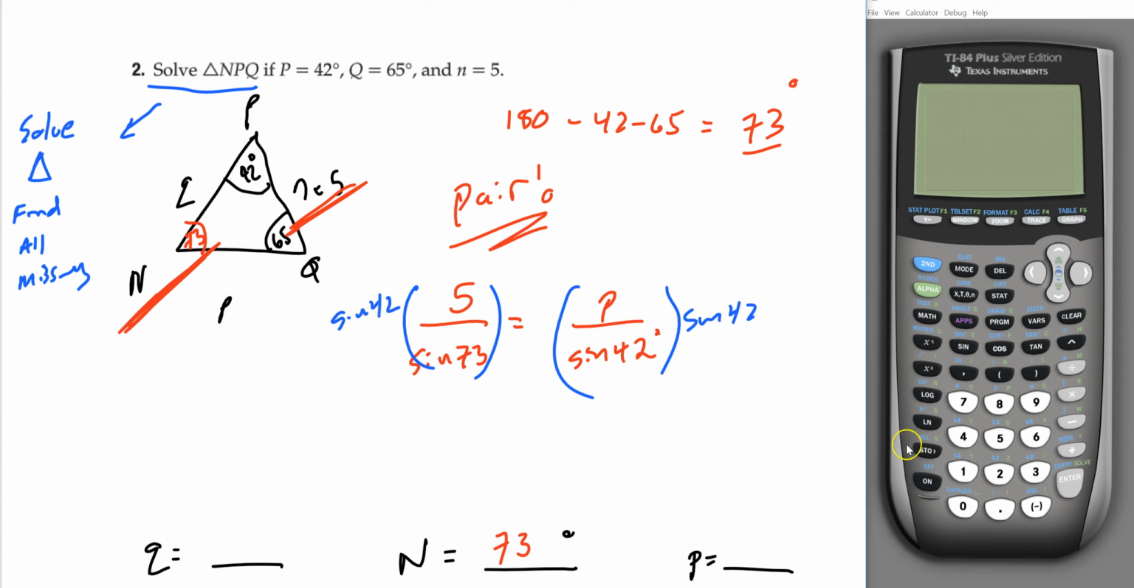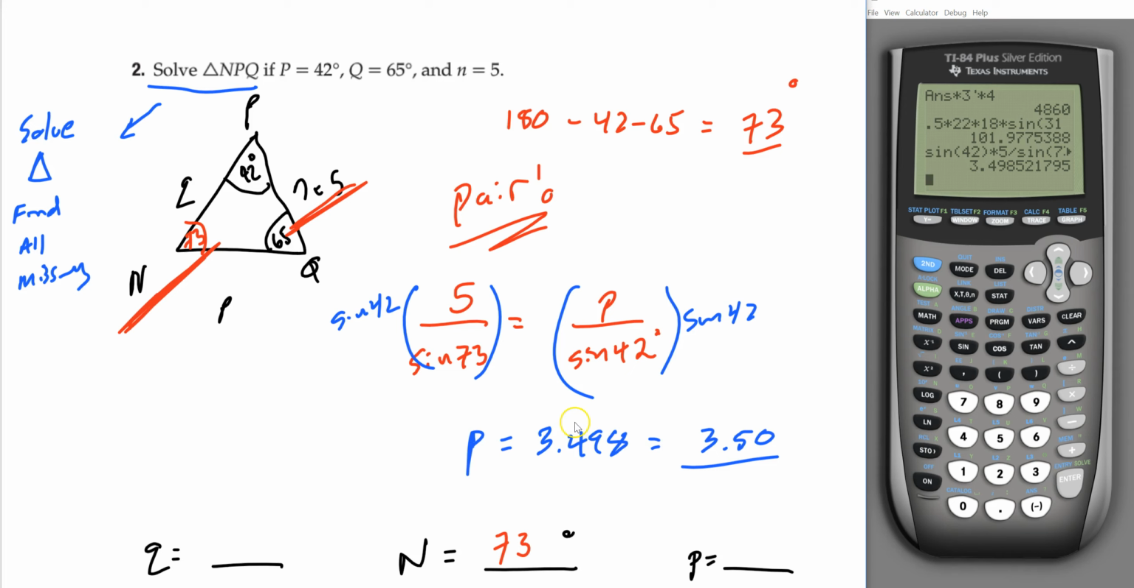Put this into your calculator. Sine of 42, in parentheses, times 5, divided by sine of 73, again noticing that I'm in degrees. And I get 3.49. So we get P equals, rounding to the nearest hundredth, 3.4985, so in this case 3.50. So that's my P.